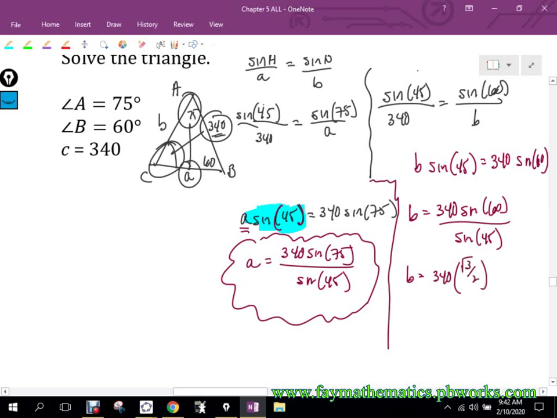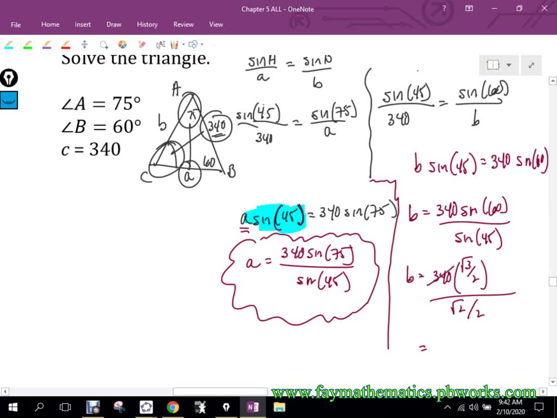Sine of 60 is radical 3 over 2. Okay. What's the sine of 45? Radical 2 over 2. And guys, that stuff will be more obvious to you when we get to chapter 6. We're halfway through chapter 6.